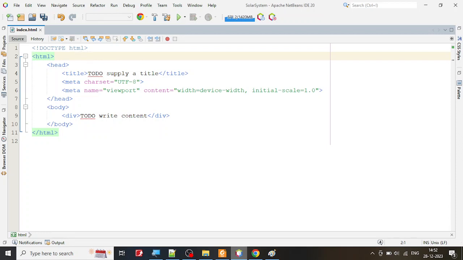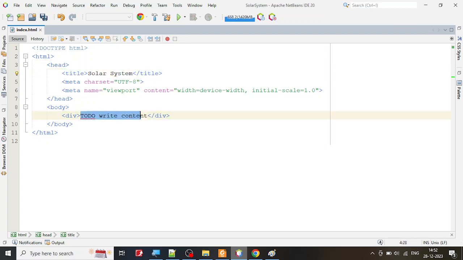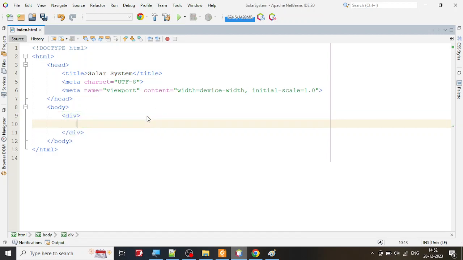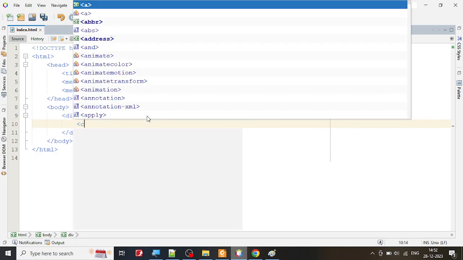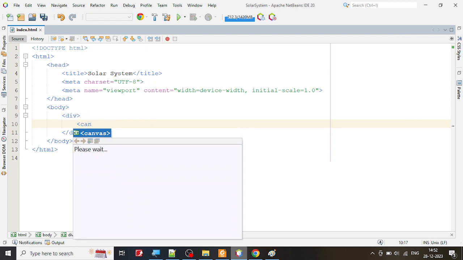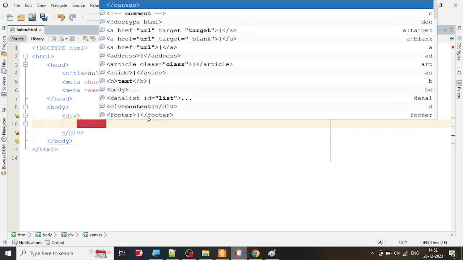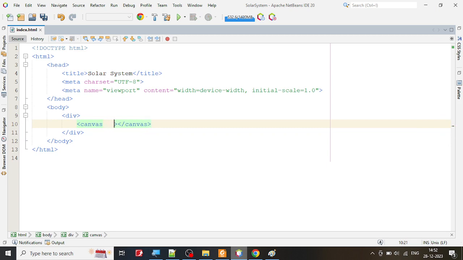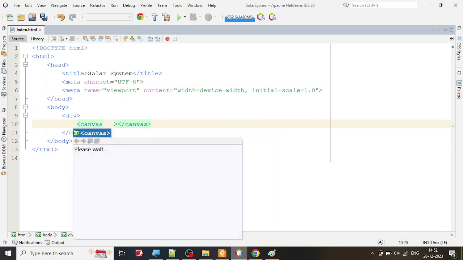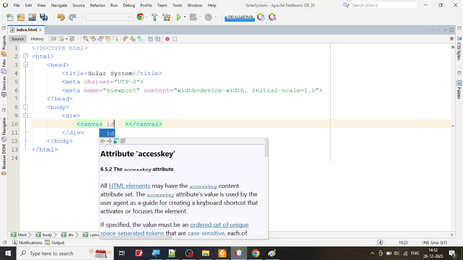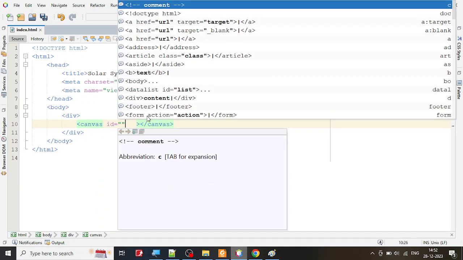and this will contain some remark statements. I've just removed that remark statement. I'm going to give the title as solar system to this page. And what they have said is we are supposed to create a canvas. So let's create a canvas element. I'm going to set the ID for this canvas element because I have to refer to it. I'm going to call this one solar system.